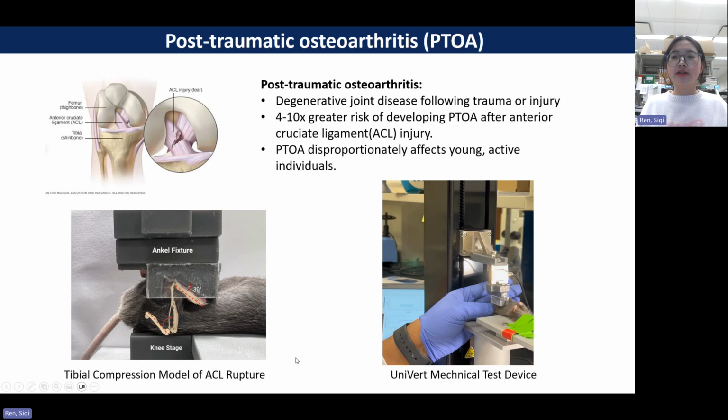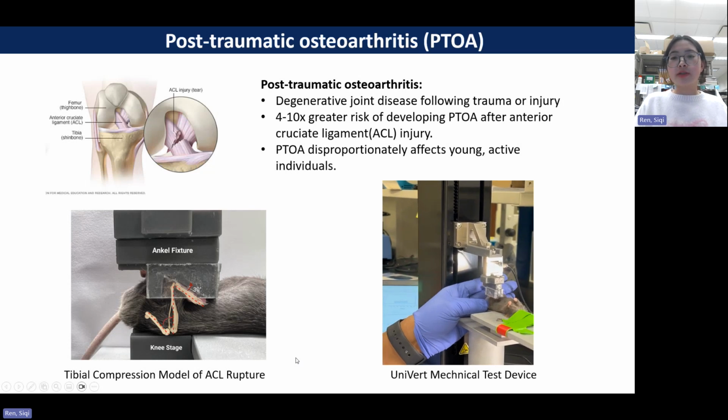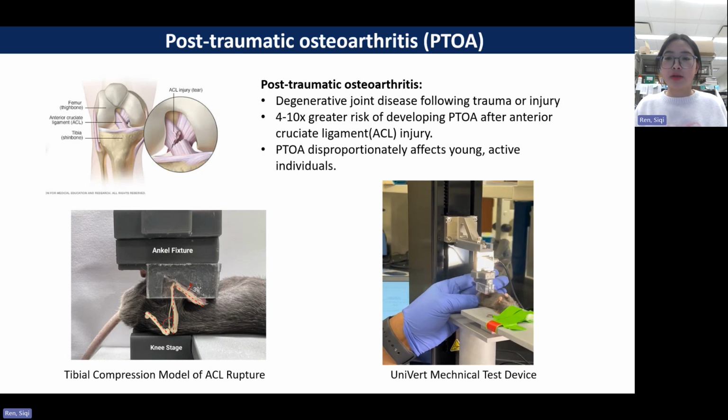Besides that, regarding the risk factors of OA, which are age, obesity, and injury, we started to study post-traumatic osteoarthritis. Our lab uses a method called anterior cruciate ligament rupture. The anterior cruciate ligament is a band of connective tissue in the knee that connects the tibia and femur. Previous studies have already shown that if you rupture this ligament, the mice will develop progressive OA.